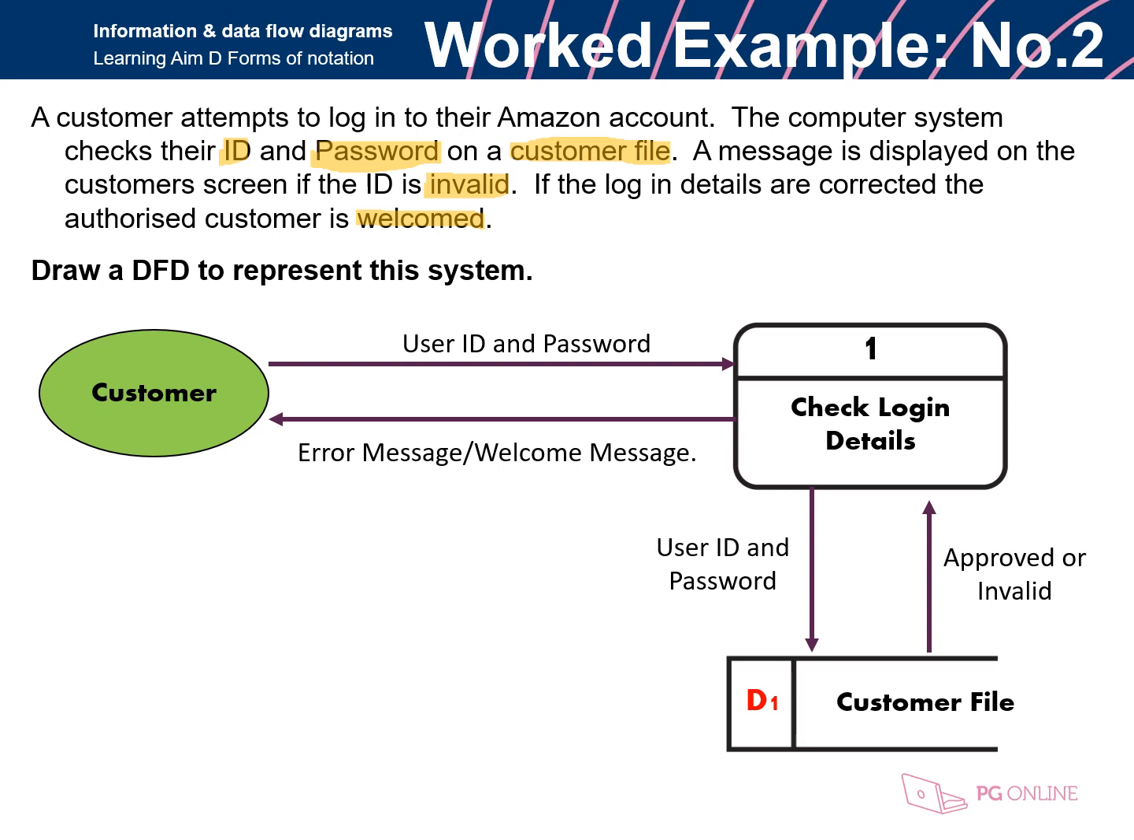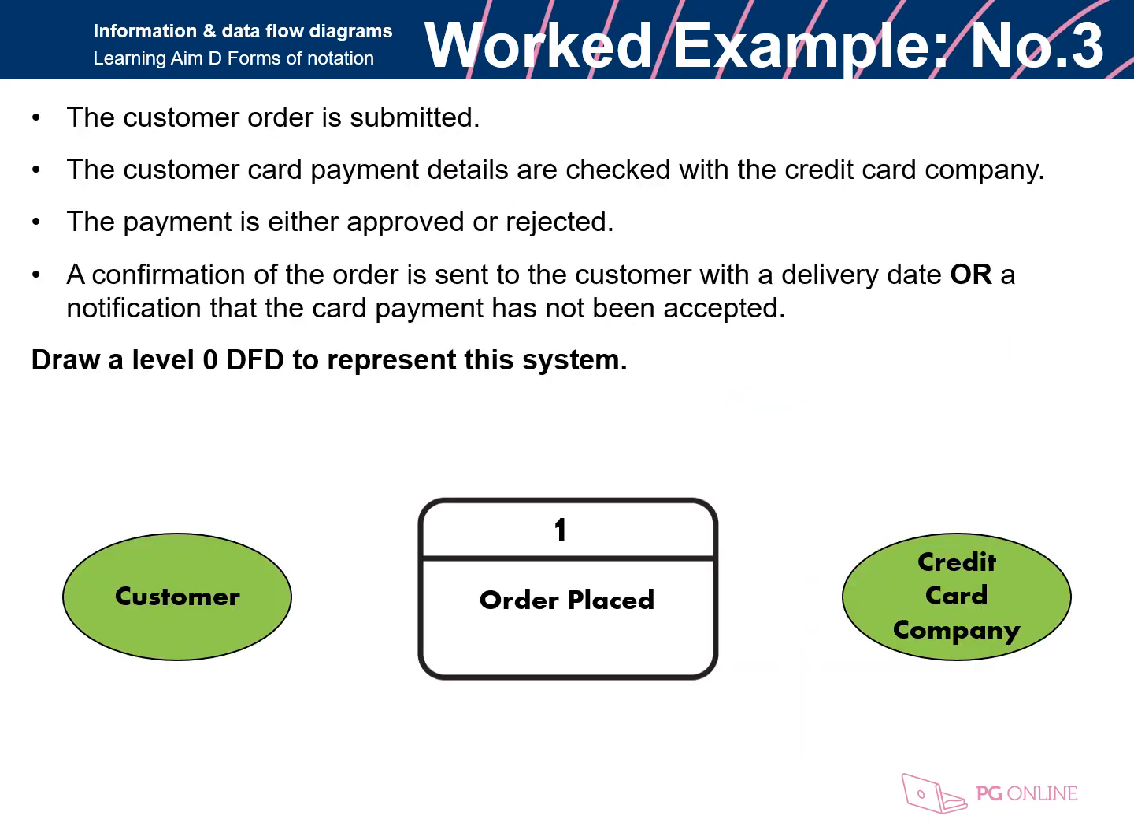Let's draw a level 0 data flow diagram for a scenario you may be familiar with. In this, we are told that a customer orders an item. When the customer is ordering the item, they use a credit card to pay for their goods. And this credit card will be checked with the credit card company.